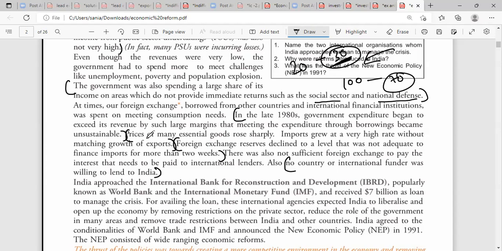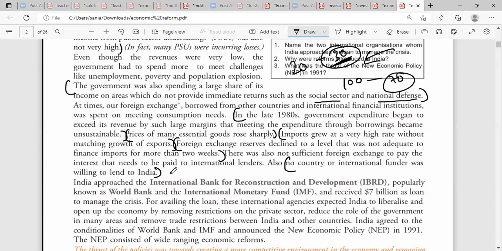Next, prices of many essential goods rose sharply, right? Imports grew at a very high rate without matching exports. Next, foreign exchange reserves declined to a level where there was not adequate finance to import for more than 2 weeks. Next, no country or international funder was willing to lend to India. Clear?